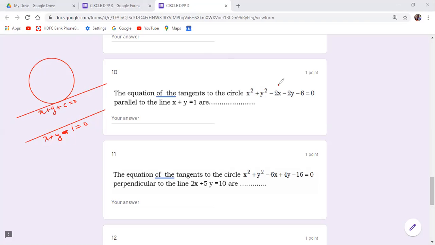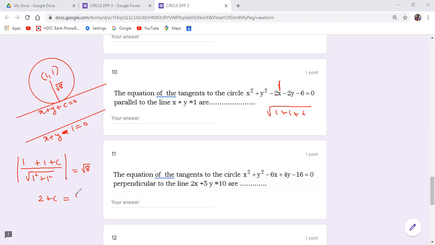Now the center of the circle is how much? (1, 1). Radius of the circle is root of 1 plus 1 plus 6, so root 8. So how will you obtain the value of c? The perpendicular distance from center to line is the radius itself. So modulus of 1 plus 1 plus c, divided by root of a square plus b square. a is 1, b is 1, so 1 square plus 1 square, equal to root 8.